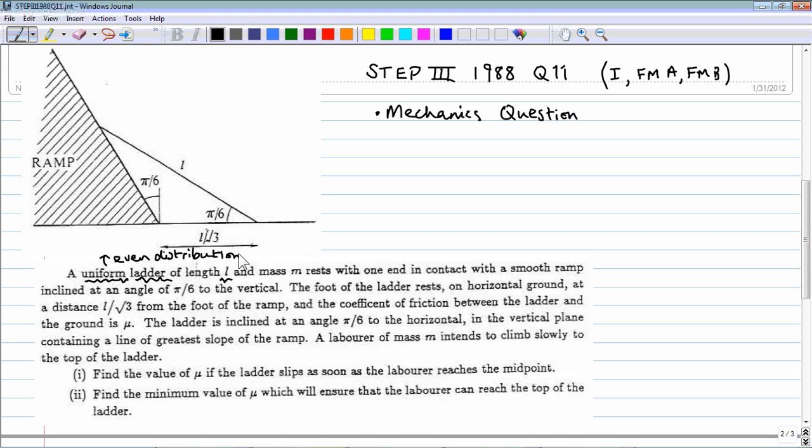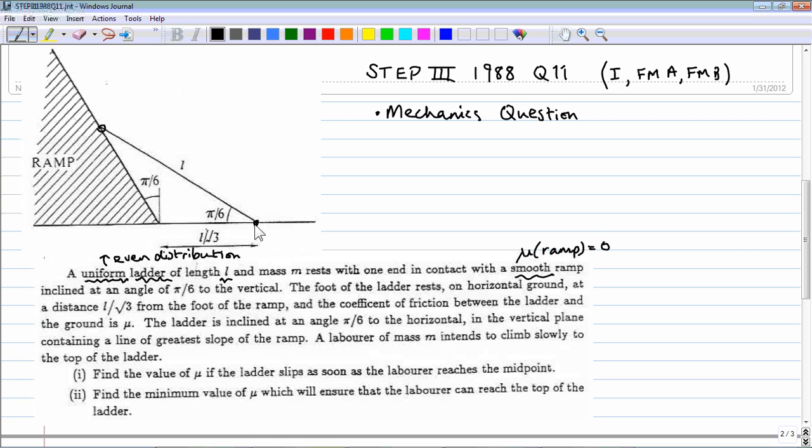Okay, one end is in contact with a smooth ramp, so mu for the ramp is 0, so the mu up at this point here is 0, that's smooth contact, and the angle is given. The foot of the ladder rests on horizontal ground at a distance L over root 3 from the foot of the ramp. The coefficient of friction between the ladder and the ground is mu, so this is rough contact here, and the coefficient of friction is mu.